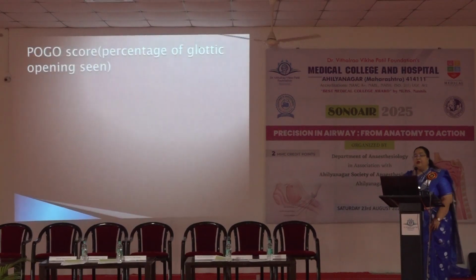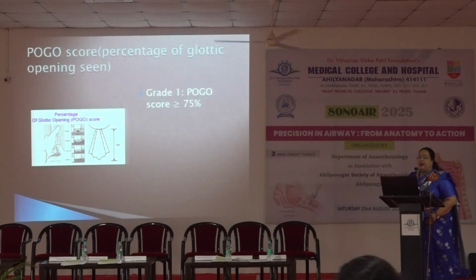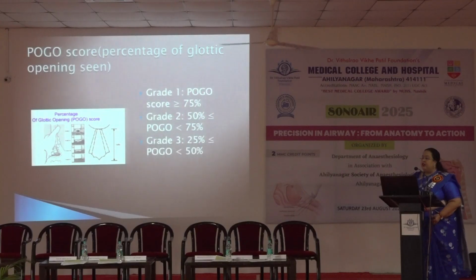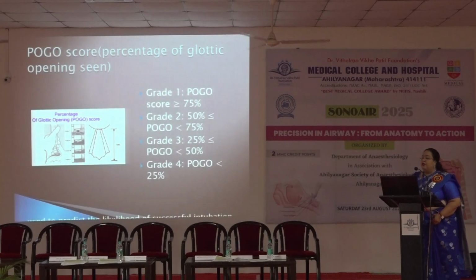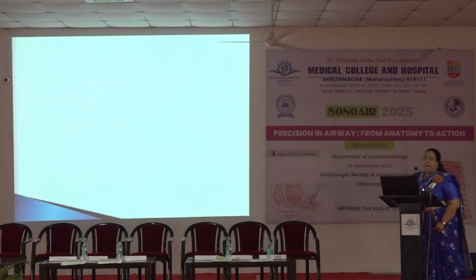Then coming to Pogo score, that is the percentage of the glottic opening seen. Here grade 1 is Pogo score of more than 75%. Grade 2 is between 50 to 75%. Grade 3 is 25 to 50% visible, and grade 4 is less than 25%. It is used to predict the likelihood of successful intubation and the potential complications.